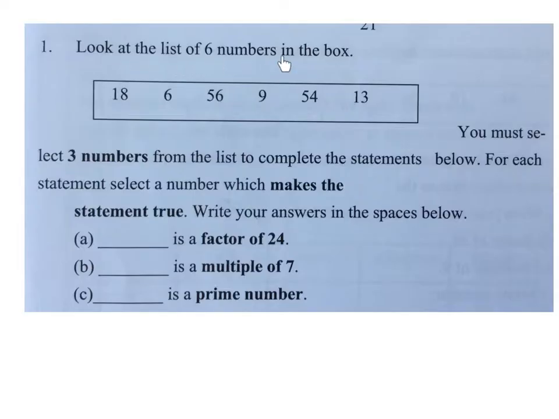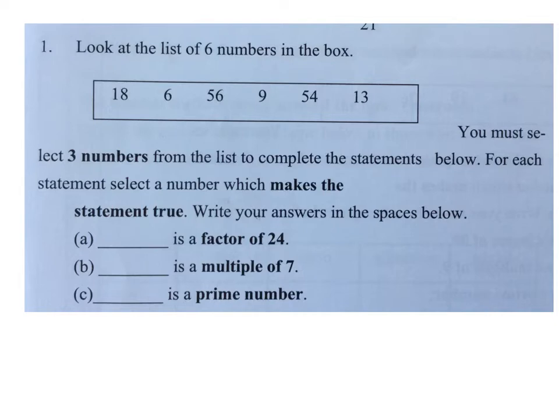Look at the list of 6 numbers in the box: 18, 6, 56, 9, 54 and 13. You must select at least 3 numbers to complete the statements below. For each statement, select a number which makes the statement true. Write your answers in the space below.